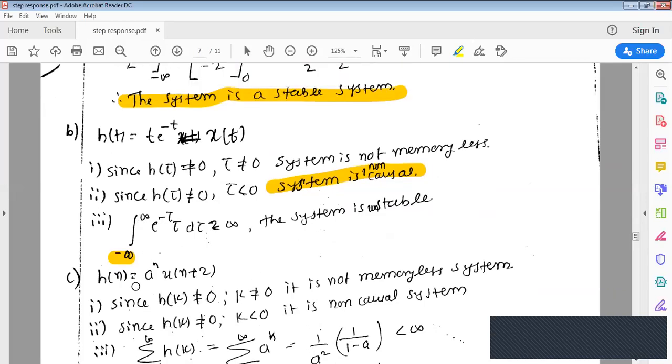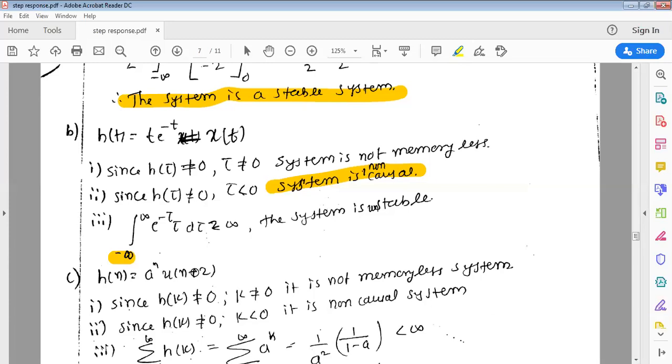Now, once again, let us take h of n equal to a power n into u of n plus 2. Once again, when you give, let us say, minus 2, what happens? U of minus 2 plus 2, that is u of 0. U of 0 is 1. A power minus 2 into 1. Therefore, h of minus 2 is a finite value. When h of minus 2 is a finite value, therefore, the system has memory. H of k is not equal to 0 when k is not equal to 0.